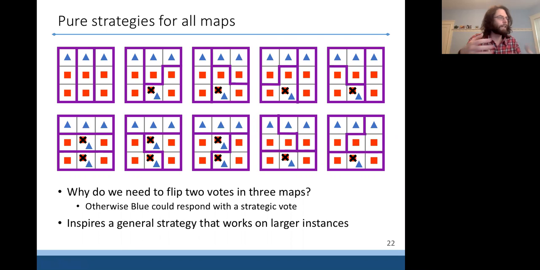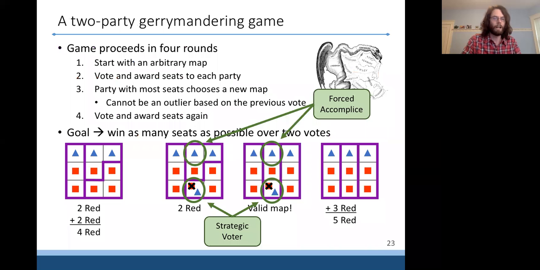So this inspires for us a general strategy or heuristic that works for larger instances. This is the way we thought about it. If you were trying to cheat in this way, you need some kind of strategic voter for your party, right? So down at the bottom, you need somebody in your party who's going to vote strategically. And crucially, that voter can't cause you to lose a district, or else you'd have to gain more back. But in the simplest case, you probably don't want to lose a district by that person voting strategically.